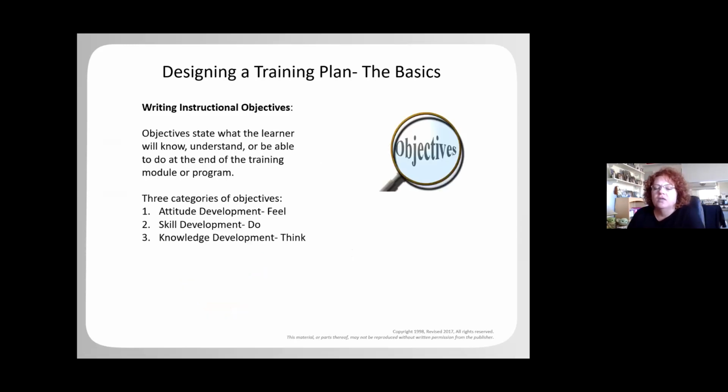And writing instructor objectives, they are a key to your training. That's the first thing it says: the objective states what the learner will know, understand, or be able to do at the end of the training module. So that has to do with attitude, skills, knowledge. So you tell them first, that's what we've been talking about: at the end of this training, you should know how to do this. At the end of this training, you should have a better understanding of this.